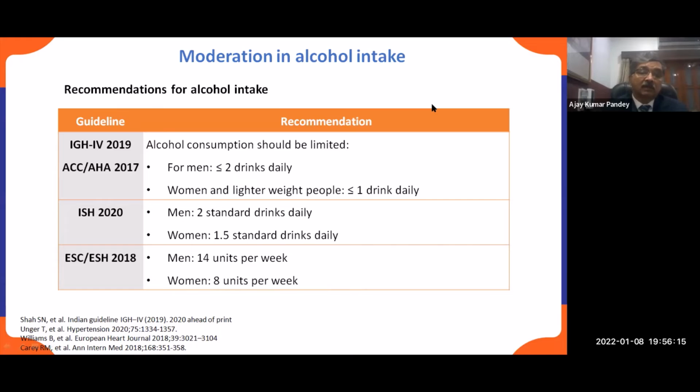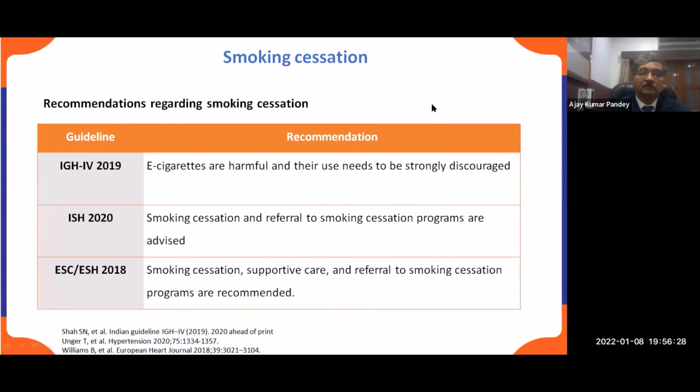But now the alcohol intake in our country is also increasing day by day. The International Society says men 2 standard drinks, women 1.5, and the European Society says 14 units per week for men and 2 units per week for women. I don't know what that unit is. Smoking cessation: it is recommended that e-cigarettes are harmful and total smoking cessation should be recommended.